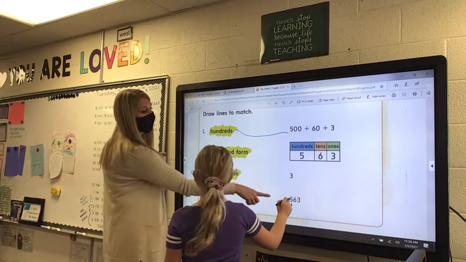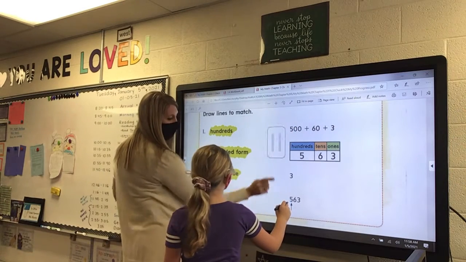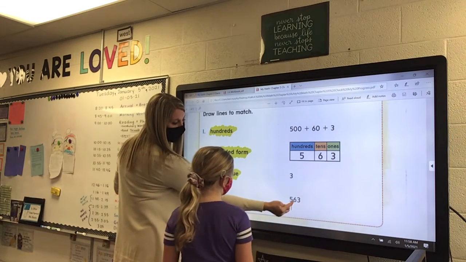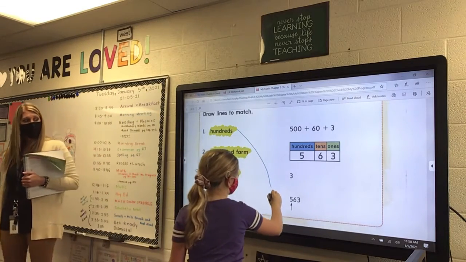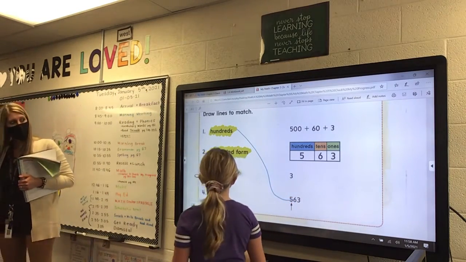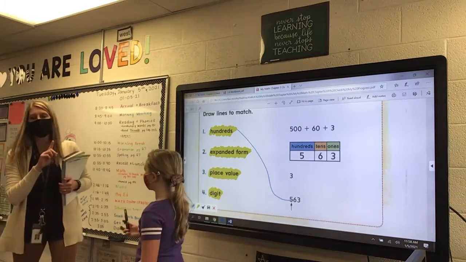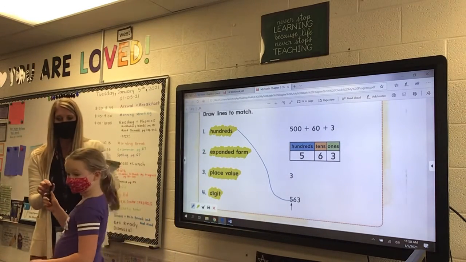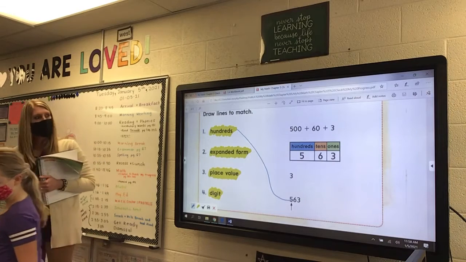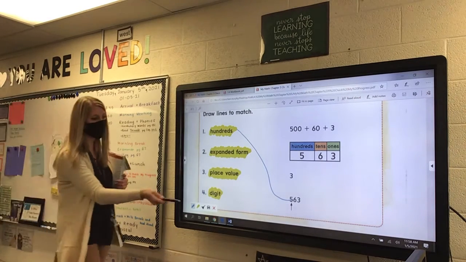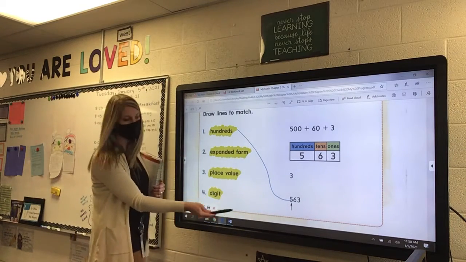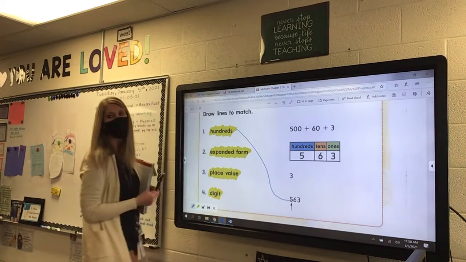So see how that arrow is pointing, this is the ones, tens, hundreds. It looks a little different, but it's not. So, number 1 goes down to the bottom one, because that arrow is pointing to the hundreds place. You have the ones, the tens, the hundreds.